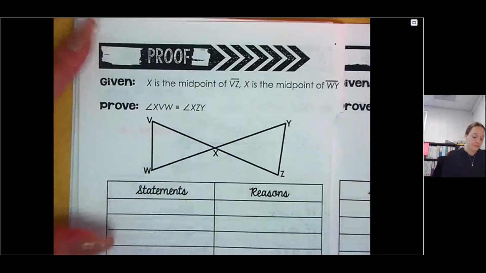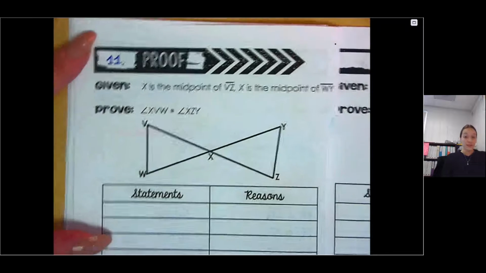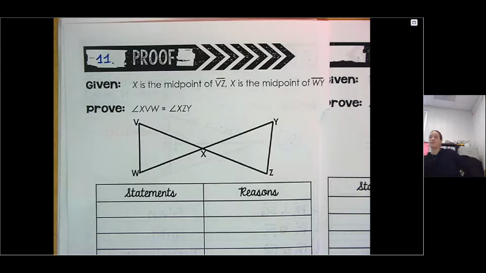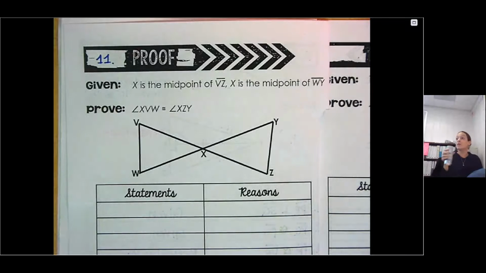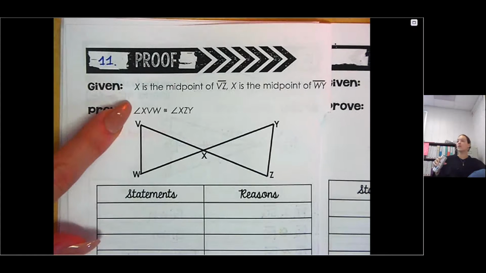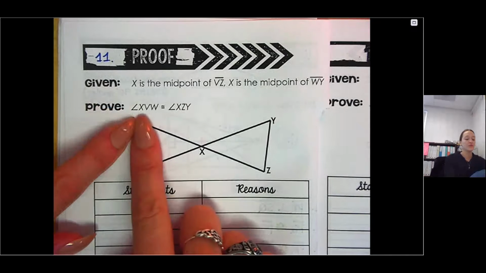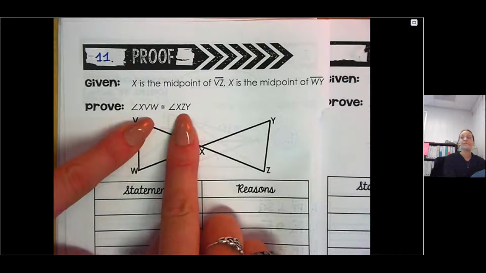Number 11. Now, what about this problem is different than all of the other problems we've done so far? There's something different about this problem. Zarian, what do you think? Okay, maybe they don't look the same. The prove what? Yes, look at the prove statement. We've only done ones where the prove has been triangles. This time it asks you to prove that angles are congruent.